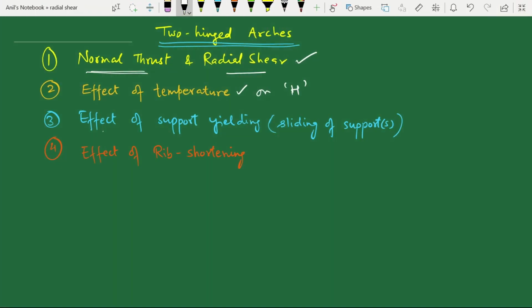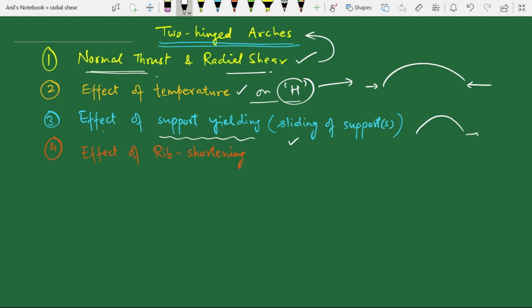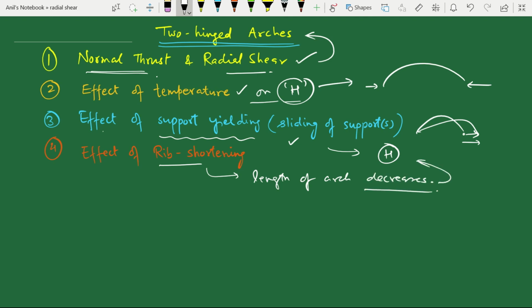Hello everyone. Today we will discuss normal thrust and radial shear in two-hinged arches, then effect of temperature on horizontal thrust in arches, and effect of support yielding, which is also called sliding of supports in arches. There can be cases when supports fail and undergo some displacement. Here also we will see the effect on horizontal thrust, then effect of rib shortening. In this case the length of the arch decreases due to compression, so its effect on H will be studied. So now let's start.